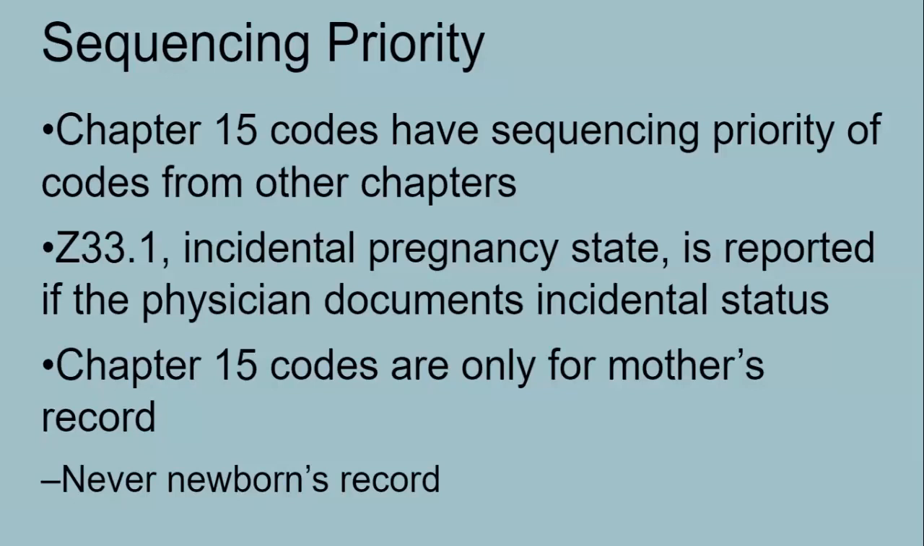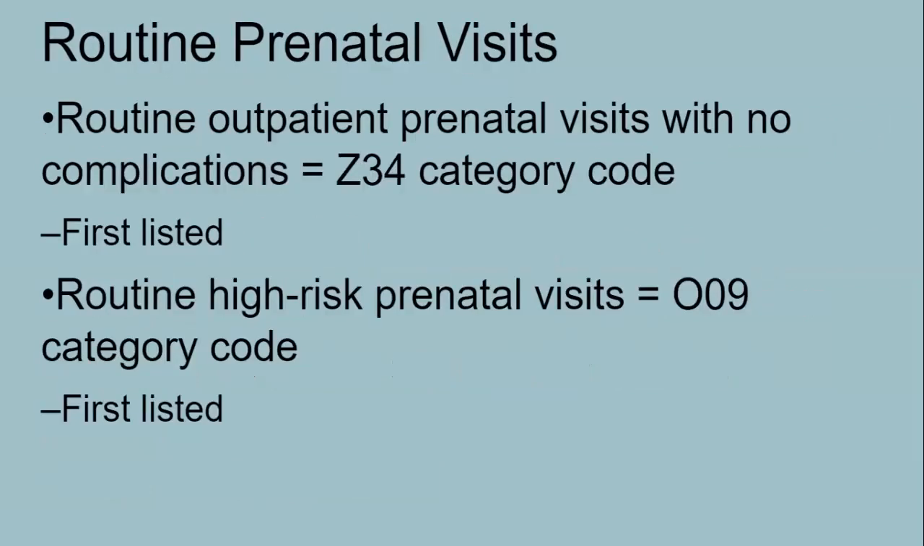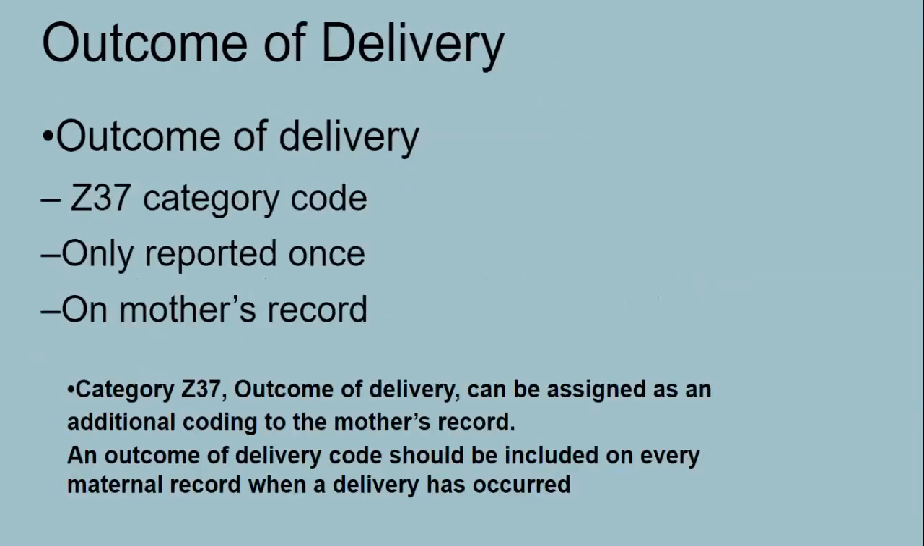Sequencing priority. Chapter 15 codes have sequencing priority over codes from other chapters. Z33.1, incidental pregnancy state, is reported if the physician documents incidental status. Chapter 15 codes are only for the mother's record, never the newborn's record. Routine outpatient prenatal visits with no complications are going to be Z34 category codes, and they're going to be first listed. Routine high-risk prenatal visits are going to be O09 category, first listed.